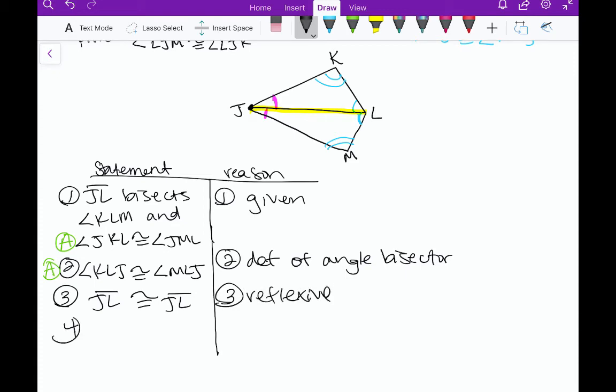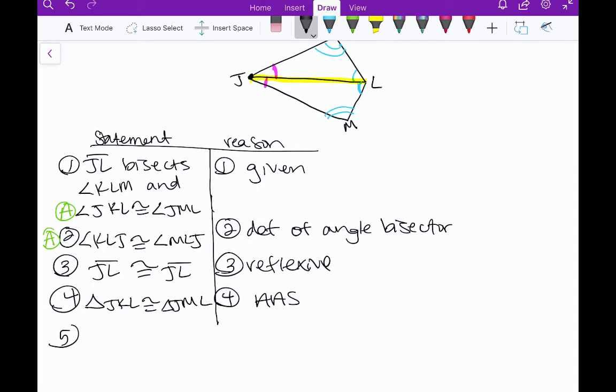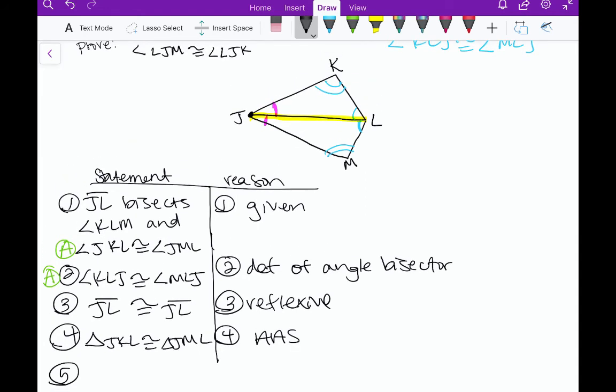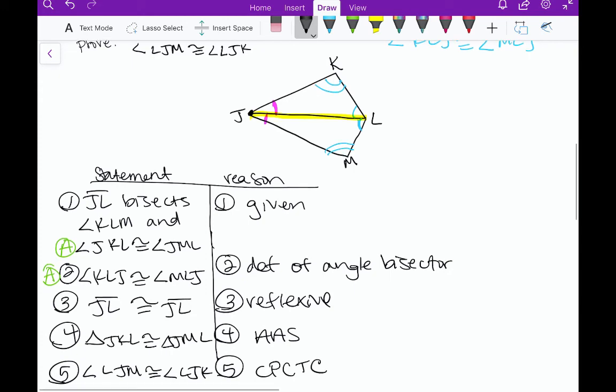So now I can say that these triangles are congruent. So triangle JKL is congruent to, remember to match up the corresponding parts, JK corresponds with JM, so JML, and that is by angle, angle, side. So now I can say my proven statement, angle LJM is congruent to angle LJK, and again, that's because the corresponding parts of congruent triangles are congruent.